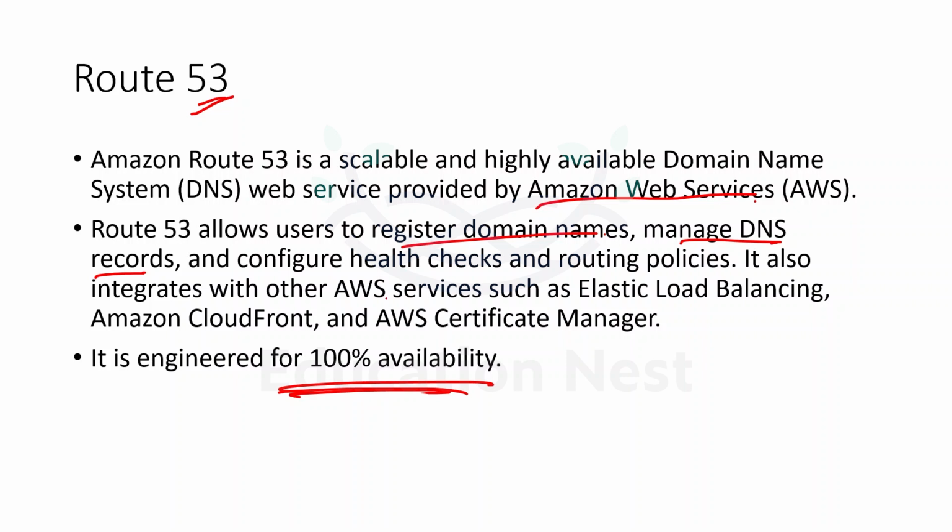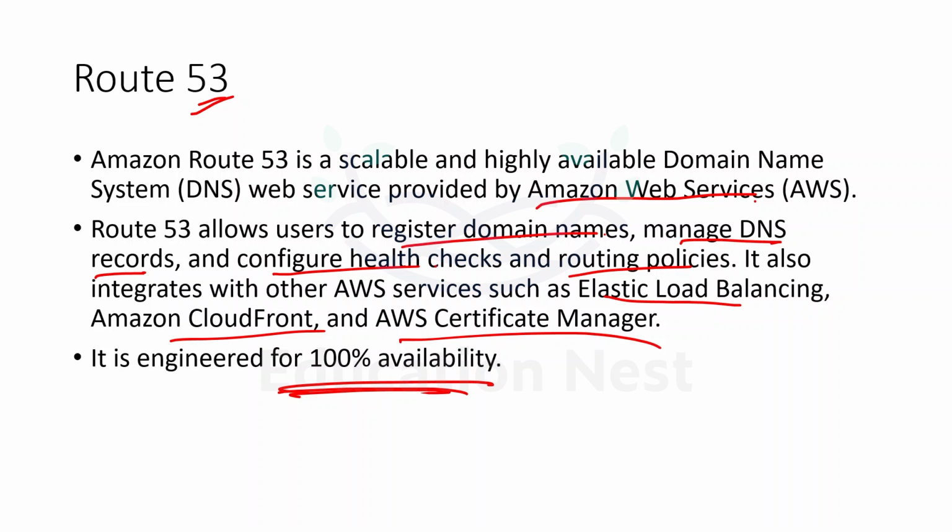You can also configure health checks to understand whether your environment is healthy or not, to which you want to send the traffic. Then you have different routing policies as well. According to these policies, your traffic would be routed into your environment. It integrates with other AWS services like Elastic Load Balancer, CloudFront, and AWS Certificate Manager for authenticity. Right. So this is our Route 53.